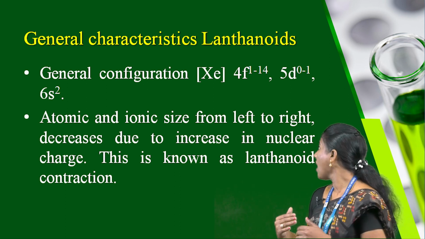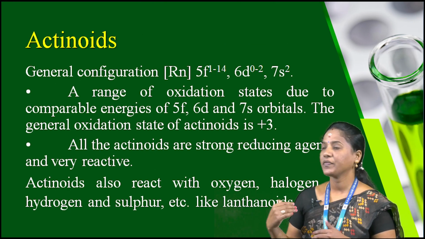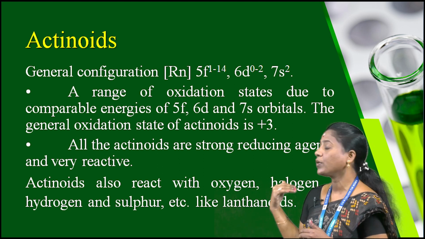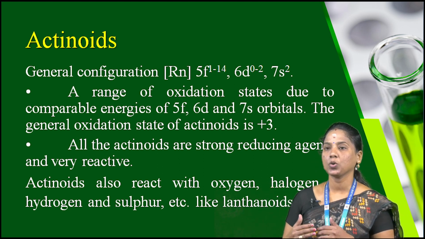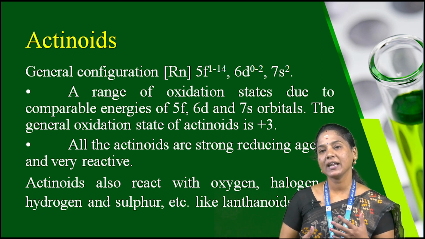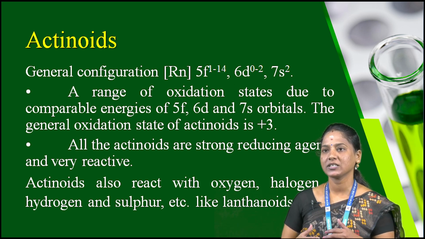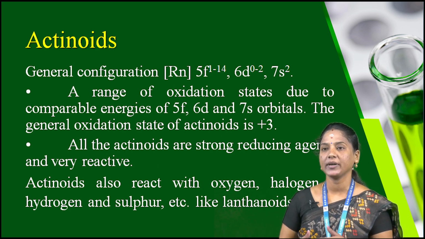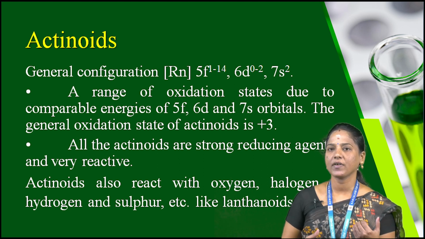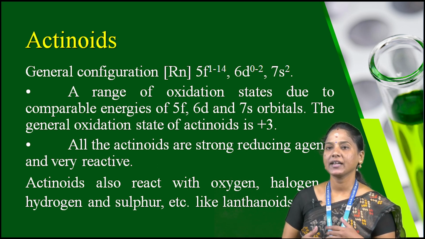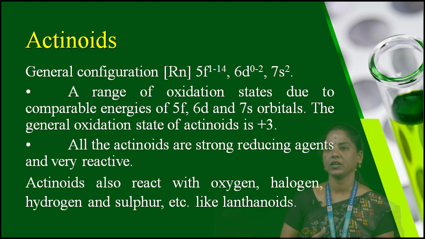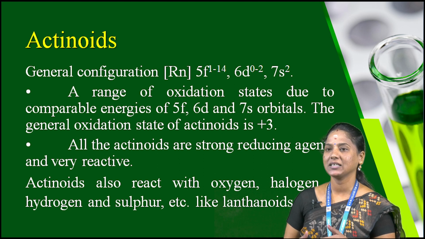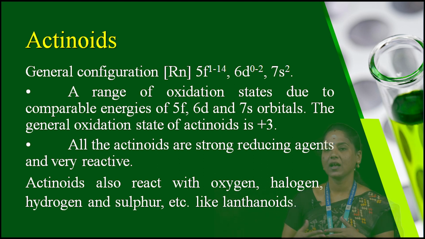And the next one is the actinides. The actinides' electronic configurations are commonly in the radon core: 5f1 to 14, then 6d0 to 2, and 7s2. The actinides exhibit a range of oxidation states due to the comparable energies of 5f, 6d and 7s orbitals. The general oxidation state of actinides is +3. All of the actinides are strong reducing agents and very reactive. Actinides also react with oxygen, halogen, hydrogen and sulfur etc., like lanthanides.